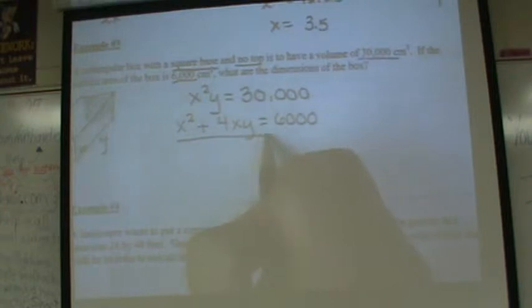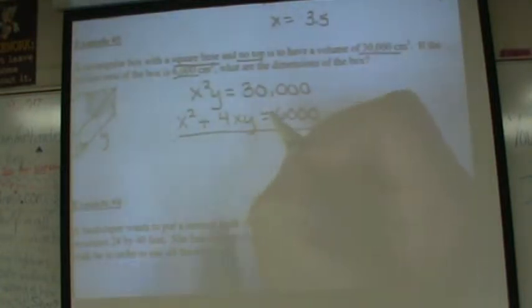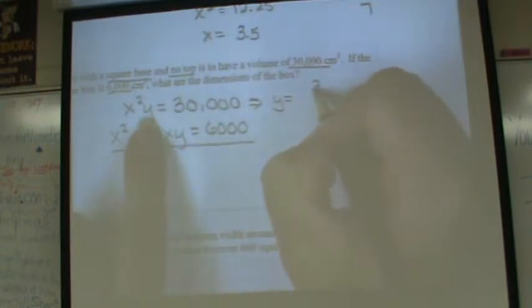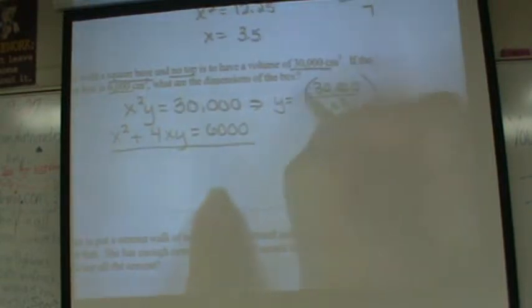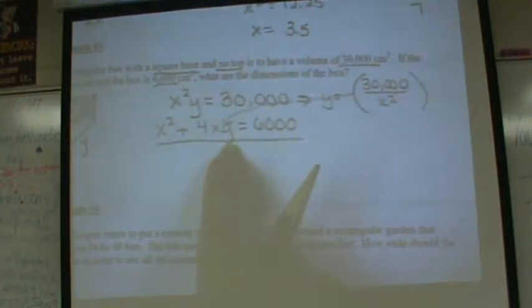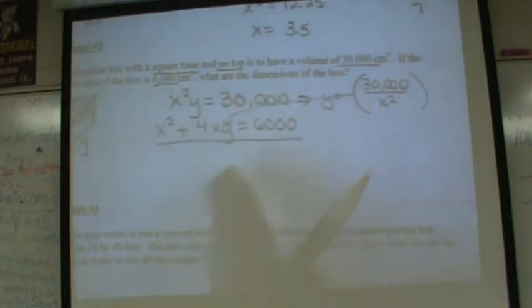So here are the 2 equations that I came up with. I'm going to solve one of these equations for x or y. The easiest one to get by itself would be this y right here. I'm going to rewrite this as y is equal to 30,000 over x squared. And then I'm going to plug this into this equation right here. So I'm substituting one expression or one equation into the other.